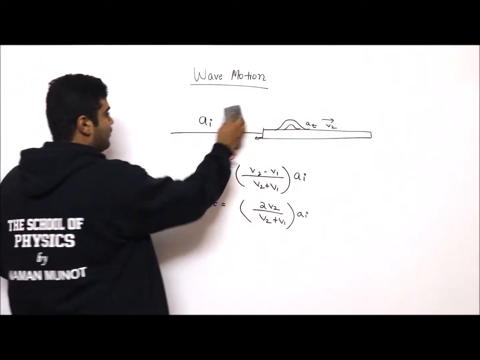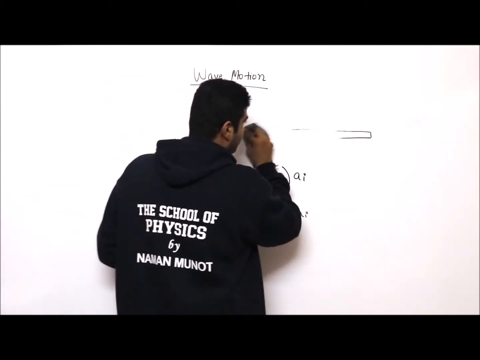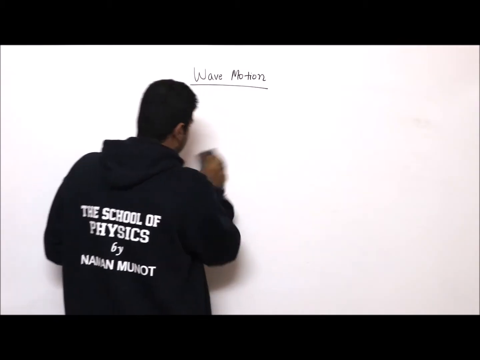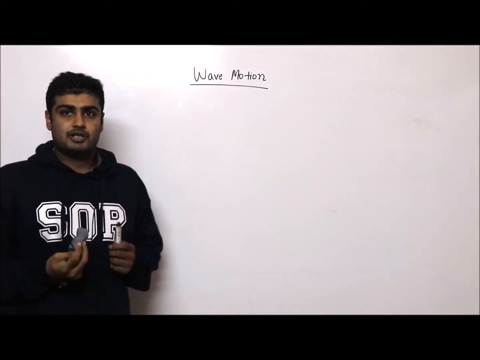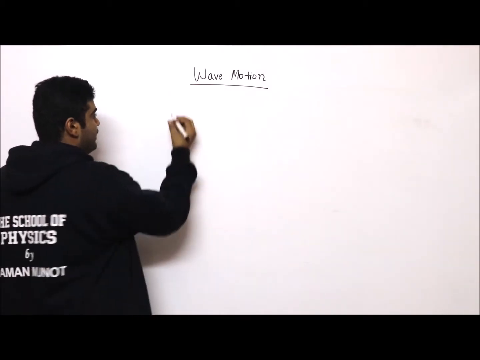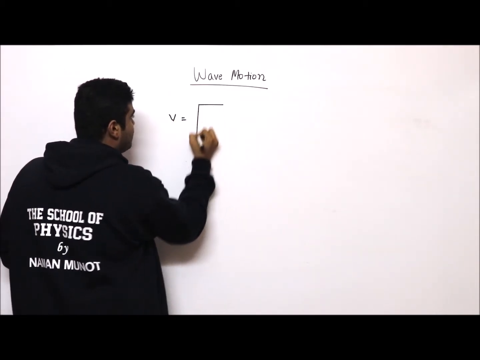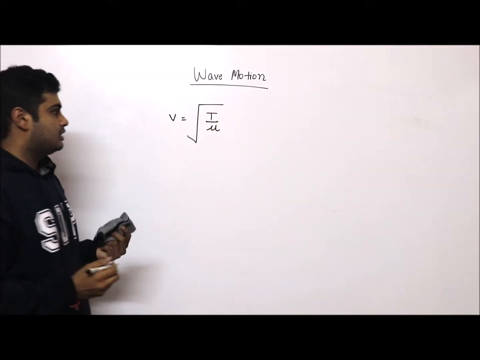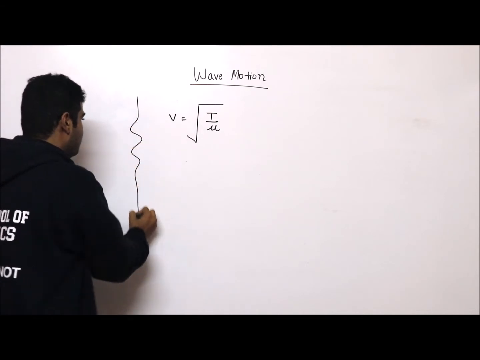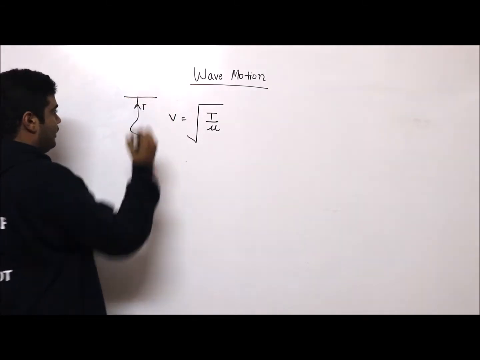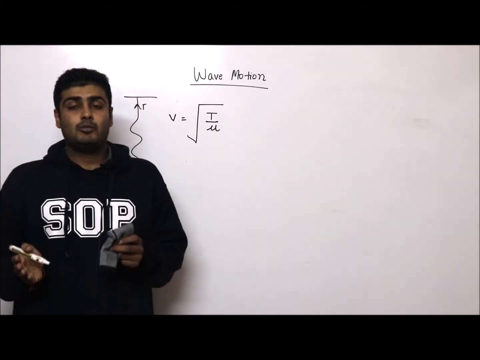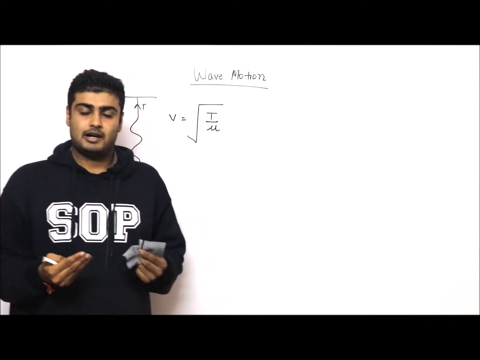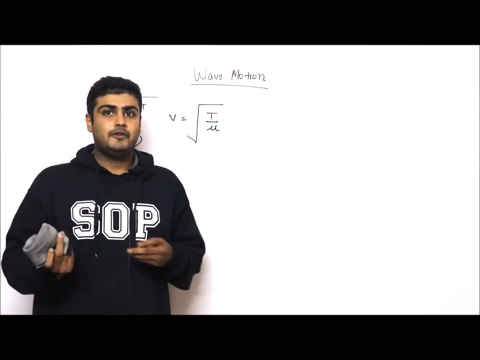Now we have a very important formula: whenever there is a tension in the rope, what is the wave velocity? The wave velocity is written as under root T by mu, where mu is the mass per unit length and T is the tension. So we have a rope, we have a wave, and this is the tension in the rope. I'll be writing this formula in a lot of different ways, and all of these are asked directly in the exam. This is one of the most used formulas of wave motion.